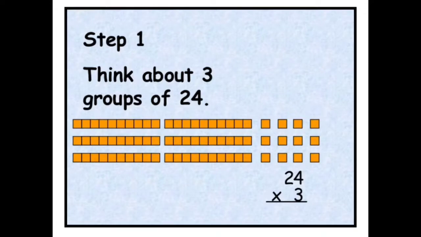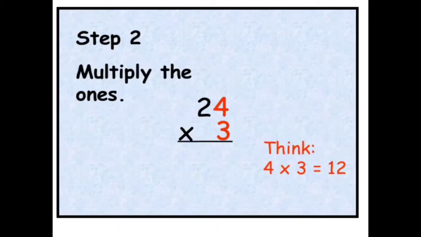Now we come to the question. Step 1, think about group of 24, 3 times. It means 24 multiplied by 3. This is a group of 24, and how many groups do we have? 3.